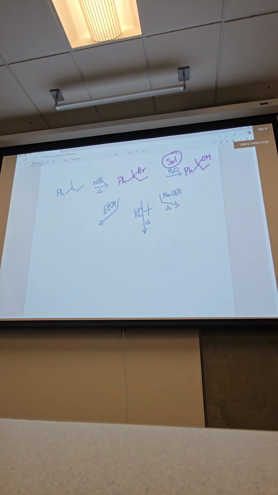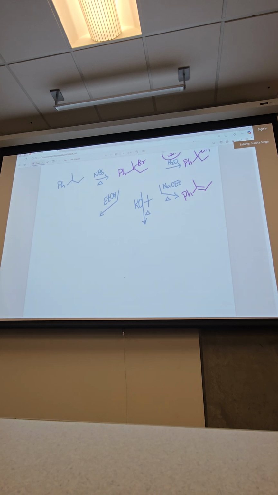Major would be... I'm inclined towards the ethyl group, meaning the Zaitsev's product. Yes. Why? Because it's a small base, not bulky. You all agree? Do you remember this from last quarter? Okay, same thing but with potassium tert-butoxide.